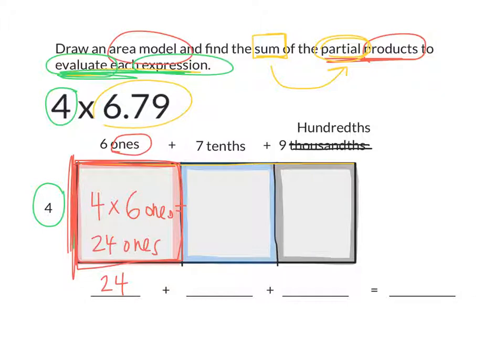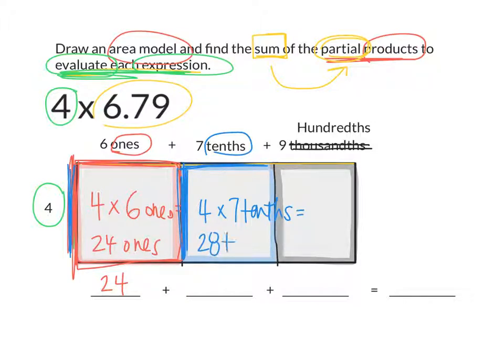Next, let's find the area of this blue part. What's the length over here? 4. Do you see how it's the same as this length here, which is 4? Now what about the width? How wide is it now? 7 what's though? What's the units? Okay, 7 tenths. If I make 4 copies of 7 tenths, how many tenths do I have? 28 what's? 28 tenths. Okay.